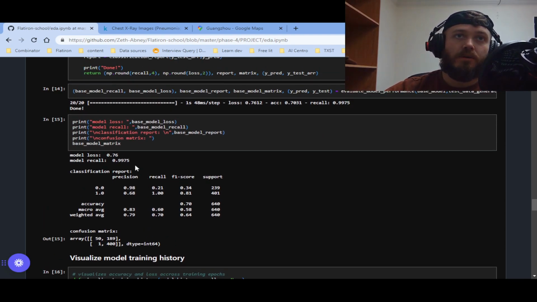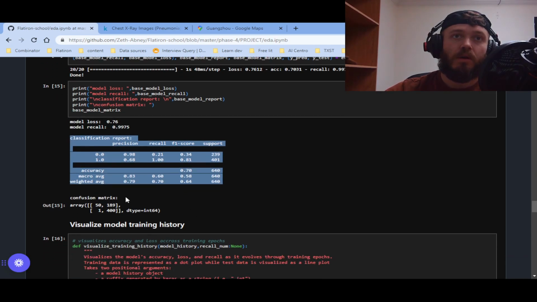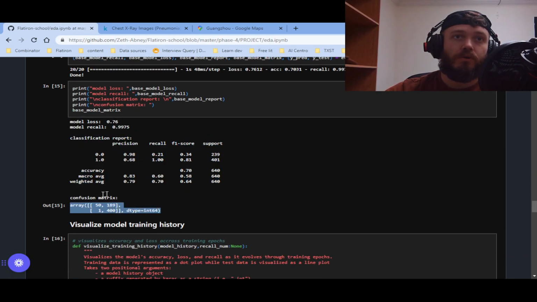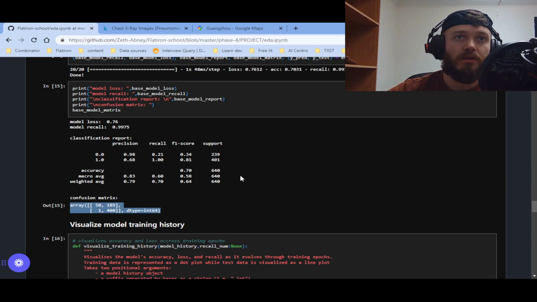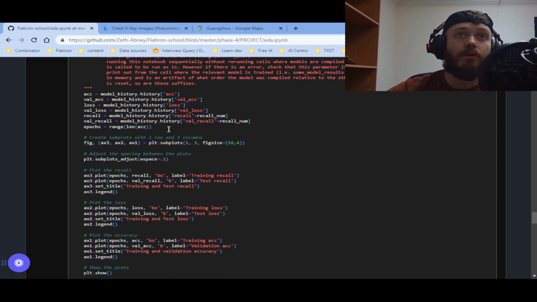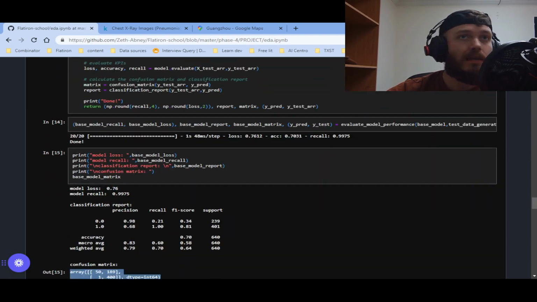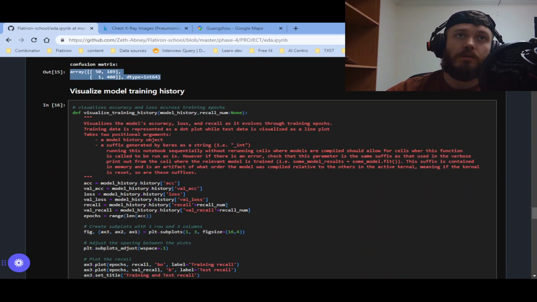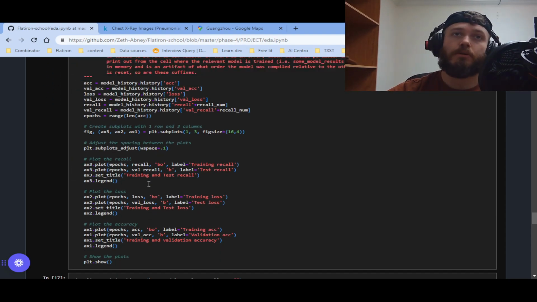This is all the stuff. Here's your loss and your recall. Here's your classification report. And here's your confusion matrix. I didn't print out the prediction label vectors. Anyway, this is the function where I'm visualizing the model training history. Also, as you can see, I added doc strings to these functions because I'm a responsible programmer.